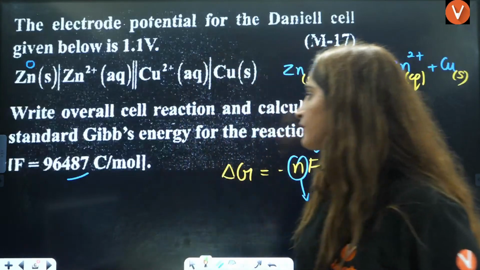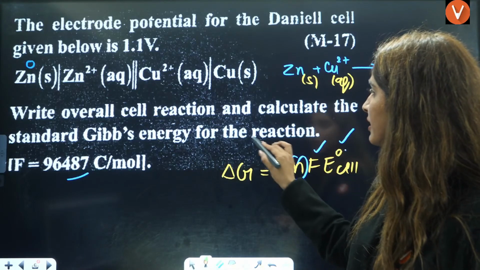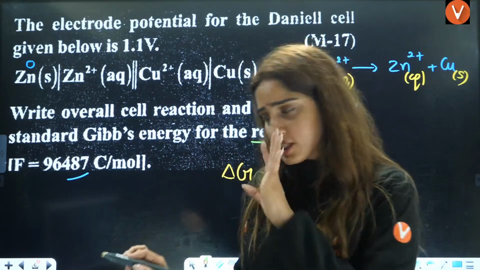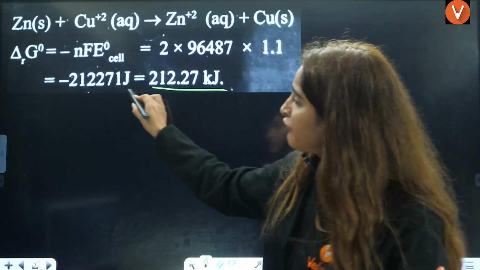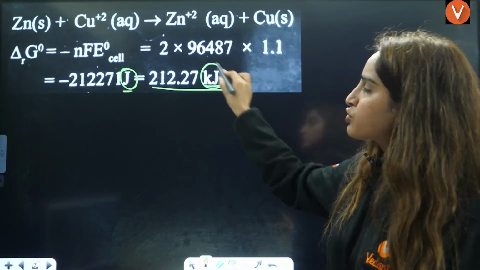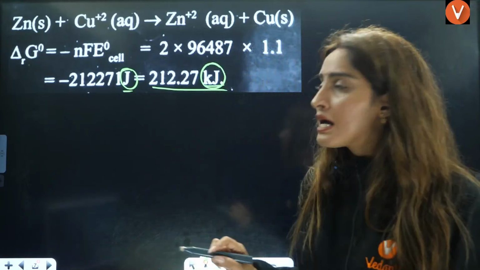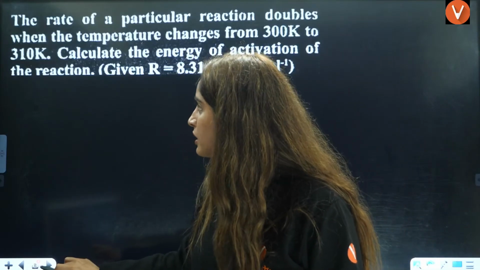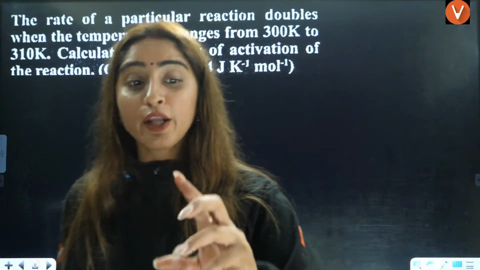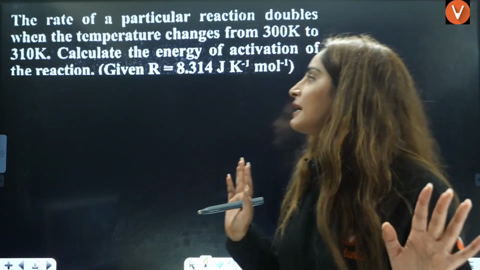Now, let us see if they have given any value. Calculate the standard Gibbs free enthalpy for the reaction. They have not specified that you should calculate it in kilojoules or joules. So, even if you calculate it in joules, that is also fine. Even if you calculate it in kilojoules, that is also fine, right? Because this is not an MCQ based question. So, any of this will work. But if they have specially mentioned in the question that you have to calculate this in kilojoules, then you have to calculate in kilojoules only, right?